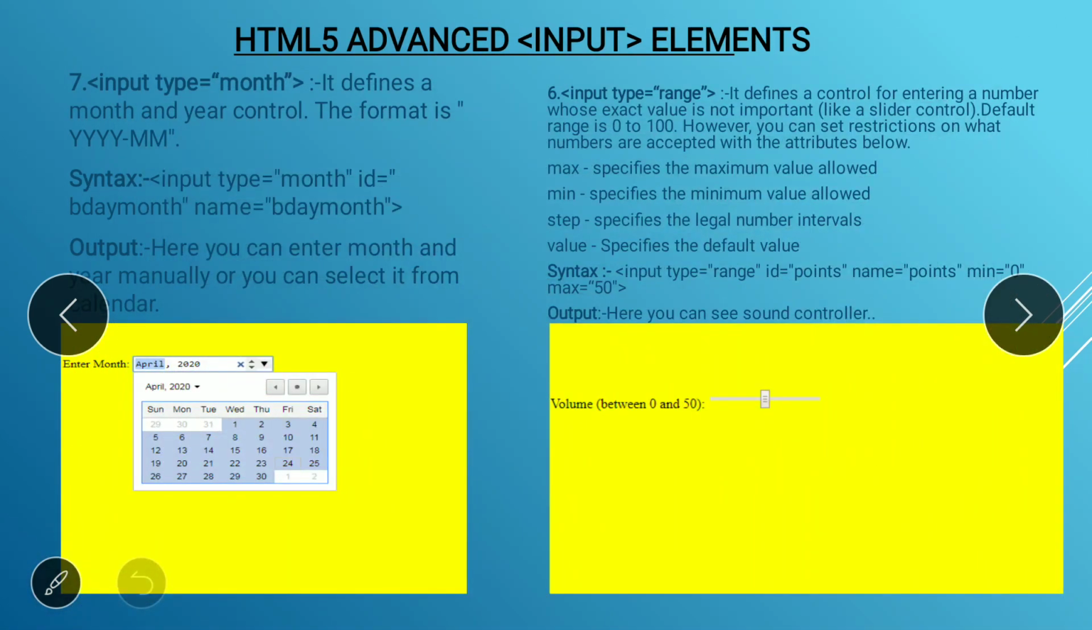Next we learned about month. Month is the same as date, but the difference is that you only enter a month and year, that's it. In date you can enter day, month and year. Here you have to enter only the year and the month. That is the difference between date and month.